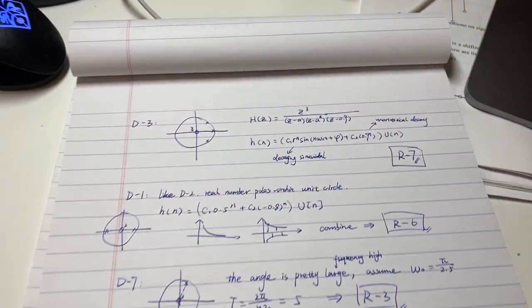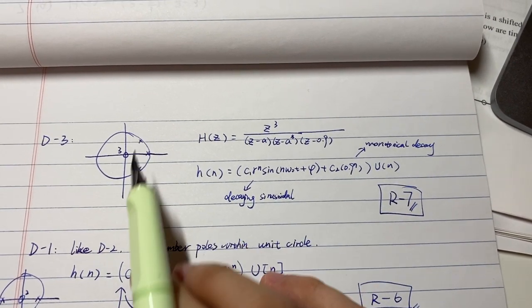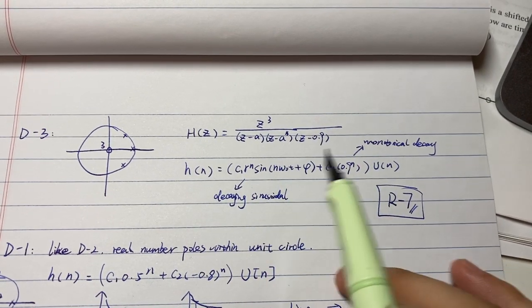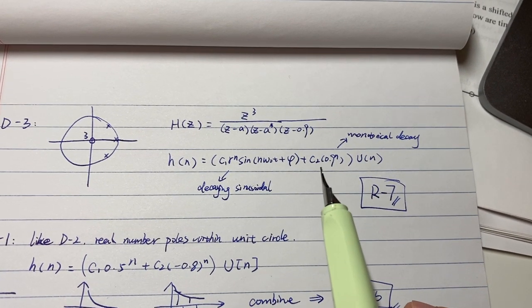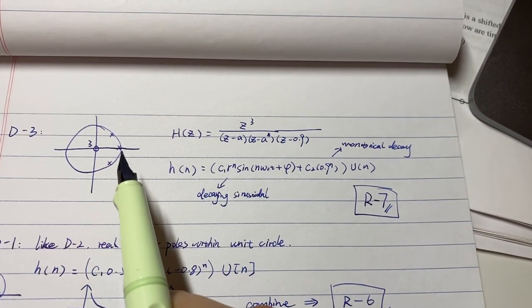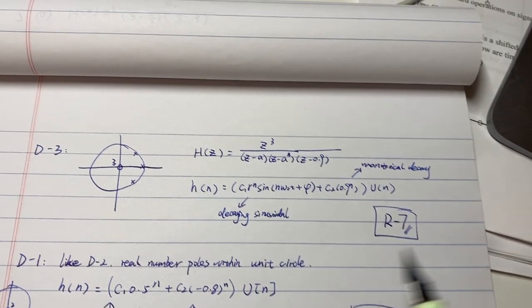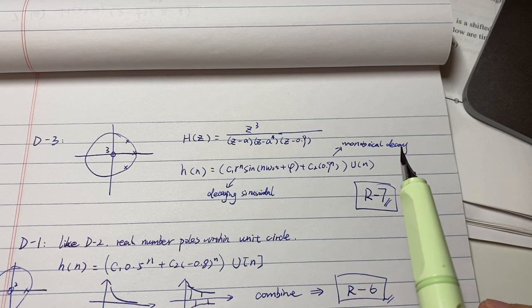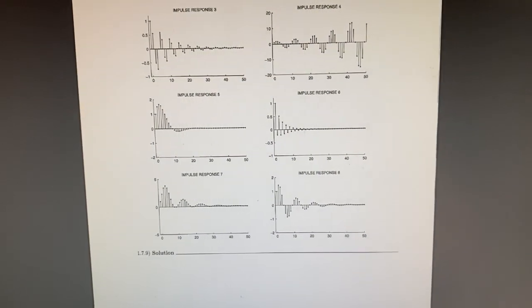For diagram 3, here are 3 poles. One is a real number, and the other two are complex numbers that are conjugates. So H(z) can be written as this kind of formula, and here we can get a small h[n] like this. For the complex poles, the first term is going to be a decaying sinusoidal curve, and the second term, for the real pole, should be a monotonic decay. Combining these two features, we're going to choose R7. You can see R7 is sinusoidal and also decaying for diagram 3.